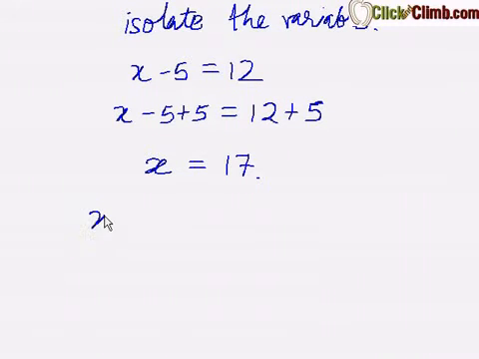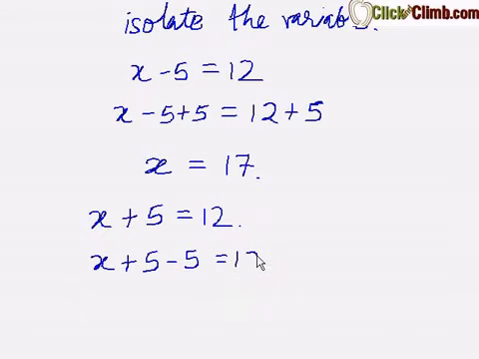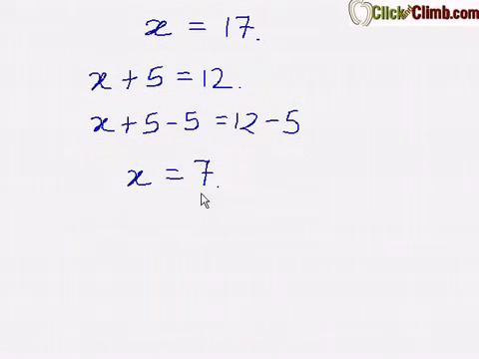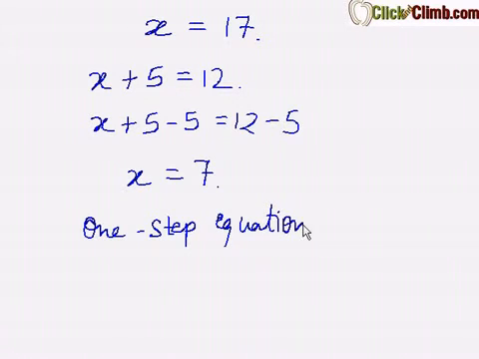On the other hand, if I have an equation like x plus 5 equals 12, I can see that the variable x has plus 5. So I need to undo this by subtracting: x plus 5 minus 5 equals 12 minus 5. Now x plus 5 minus 5 becomes just x, and 12 minus 5 is 7. So the answer for this one is 7. These are one-step equations, as you can see that I can solve them in just one step. So they are called one-step linear equations.